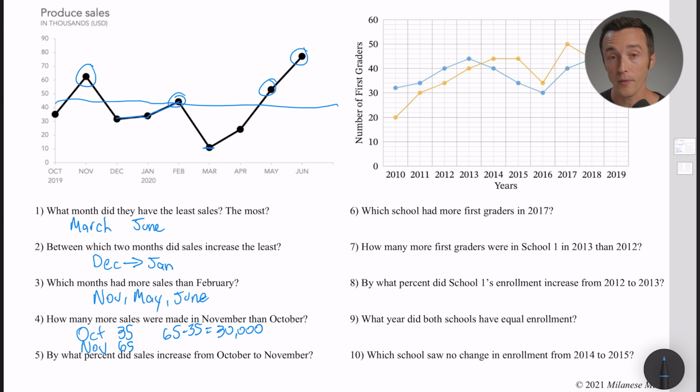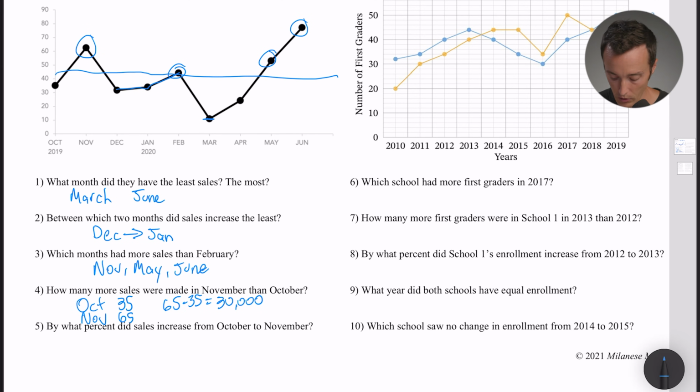So that's why it's always important to pay attention to the y-axis. Okay, how about number 5? It says, by what percent did sales increase from October to November? We just did a little series on percentages a couple videos ago. And when we talked about percent increase or decrease, we got the following formula. So what you want to do is find the difference between the 2 numbers, divide it by whatever the original number was, and then multiply that by 100 to get it to turn into a percentage.